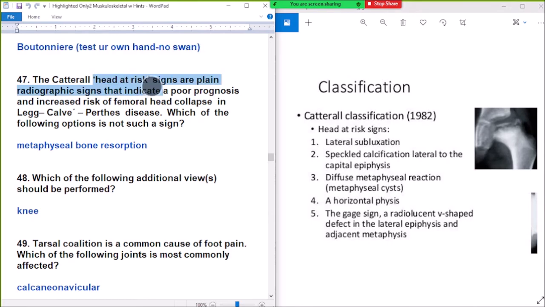The Catterall head-at-risk signs are plain radiographic signs that indicate a poor prognosis and increased risk of femoral head collapse in Legg-Calve-Perthes disease. Catterall risk signs are lateral subluxation, speckled calcification, diffuse metaphyseal reaction, horizontal growth plate, and the Gage sign, but there is no metaphyseal bone resorption seen in Catterall risk signs. Catterall risk signs do not include metaphyseal bone resorption.